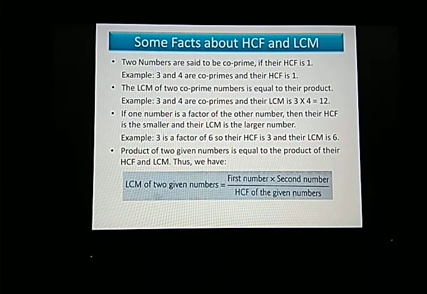So you can again go through your textbook. There are various examples. You can try it out for yourself. You can use any of the methods which you prefer the best for solving LCM.